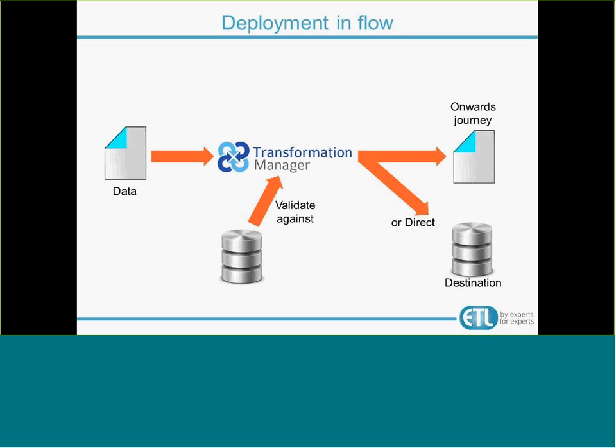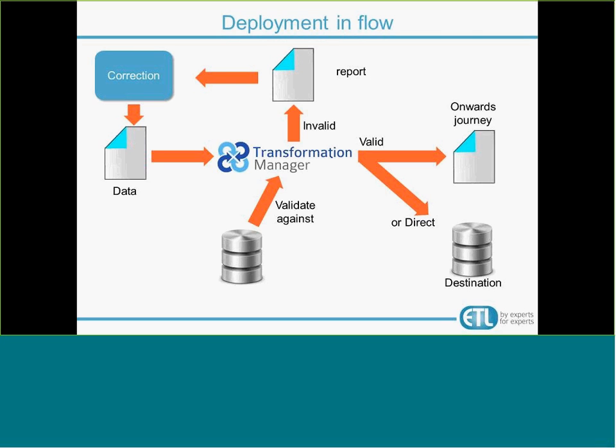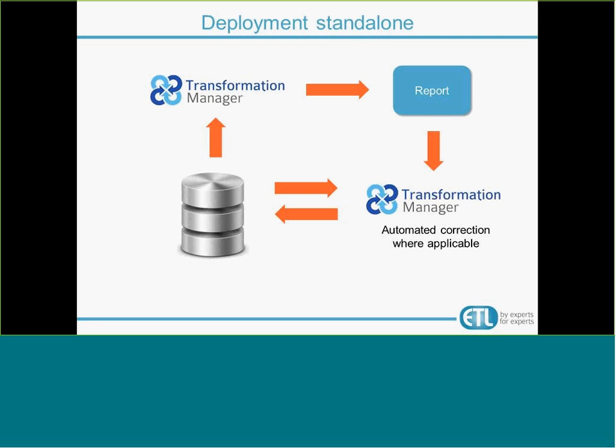When you check, you could be validating against the data store, or you could be validating against data that's already in that destination. It can continue on valid, then it can generate a report which can be corrected and go back through the Transformation Manager. In some cases, if the file breaks the rules, the whole file is terminated and doesn't get through to the onward journey or destination until the corrections have been made.